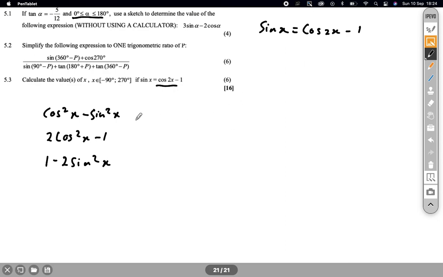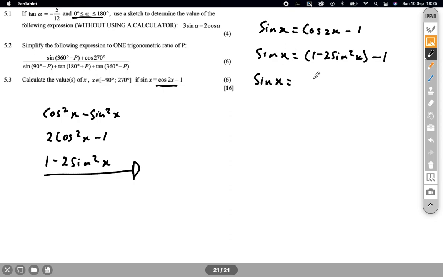So now looking at the three, which one is the most reasonable to change to? I would say sine, because we already have a sine here. If we change it to cos, we're going to have to change some more things. So let's just change it to sine. We're going to have 1 minus 2 sine squared x minus 1 equals sine of x. Now this positive 1 is going to cancel out with the negative 1, so you're left with negative 2 sine squared x.